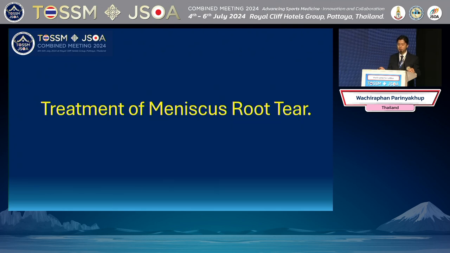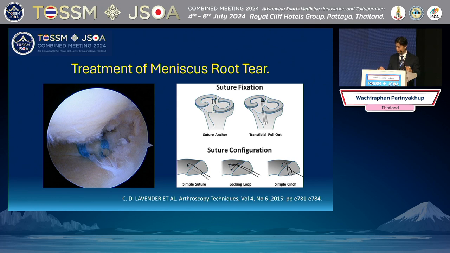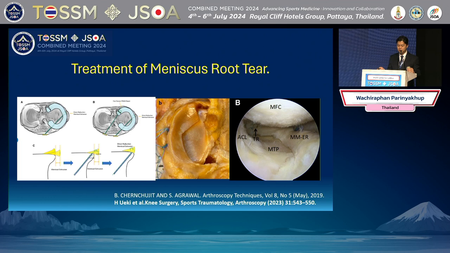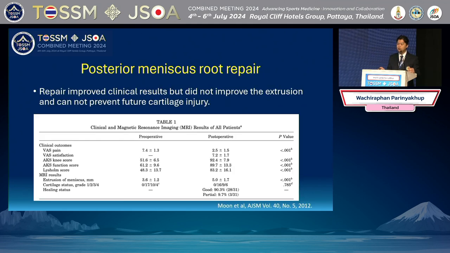So nowadays, about the treatment of the meniscus root tear, there are a lot of choices. High tibial osteotomy is for the patient who has malalignment and meniscus extrusion, just like Dr. Koka said, but the main treatment for meniscus root tear is the root repair. There are a lot of suture fixation techniques and suture configuration techniques. But like many studies show, the root repair may not be enough.